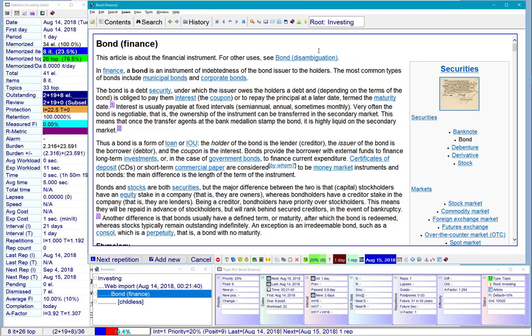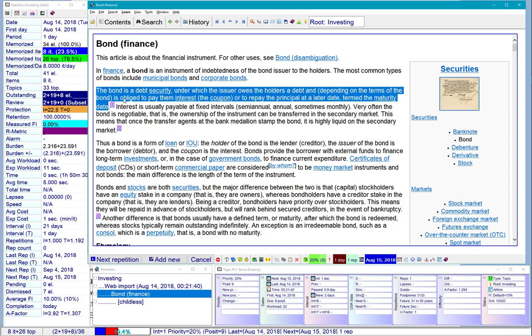In finance, a bond is an instrument of indebtedness of the bond issuer to the holder, and so on. The bond is a debt security under which the issuer of... Yeah, that's the thing I need. That's the good definition.